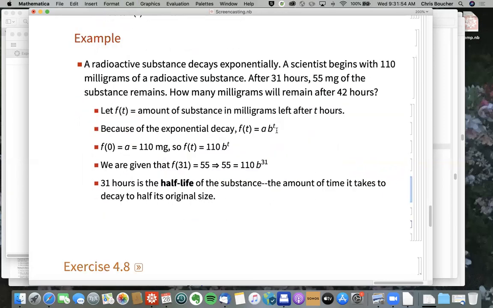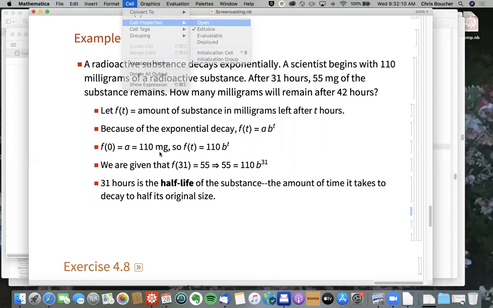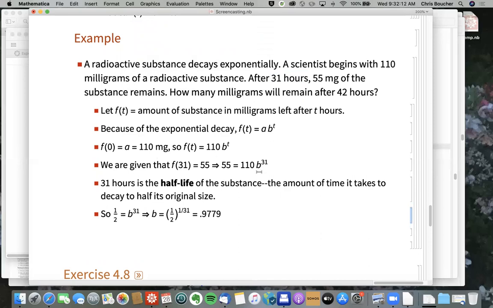And note before I do that, that 55 is half of 110, right? So this 31 hours is sometimes called the half-life of the substance. It's the amount of time it takes for the thing to decay to half of its original size. So you will see that term half-life in some examples. So back to my equation, when I divide both sides by 110 here, I get 1/2 on the left, and on the right, it's just b to the 31.